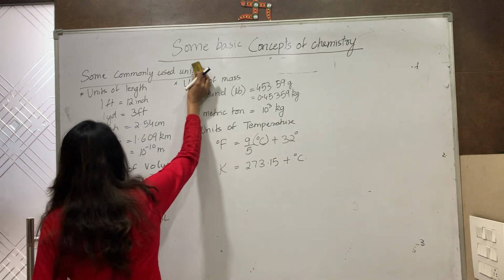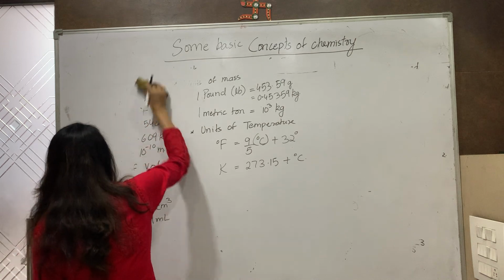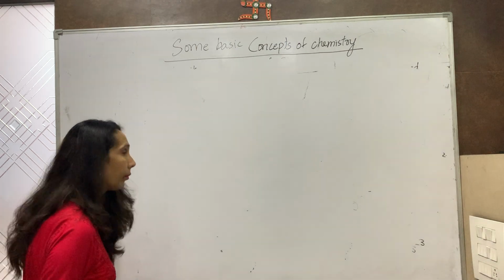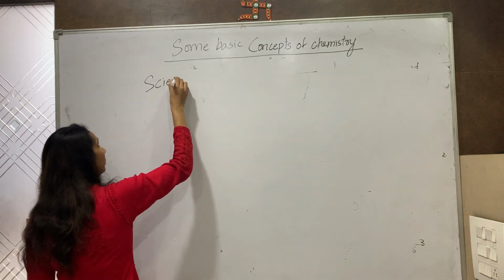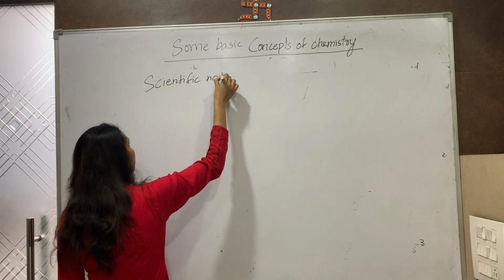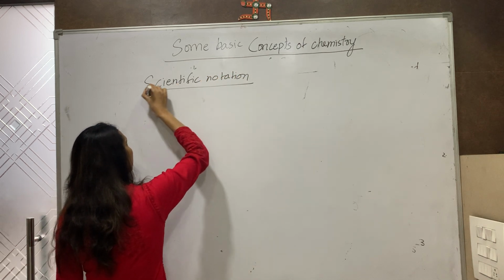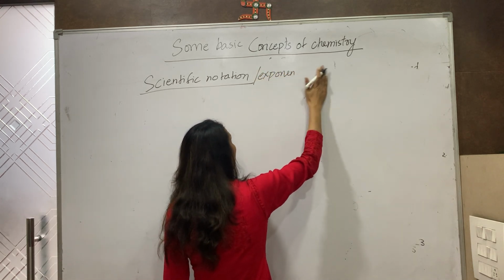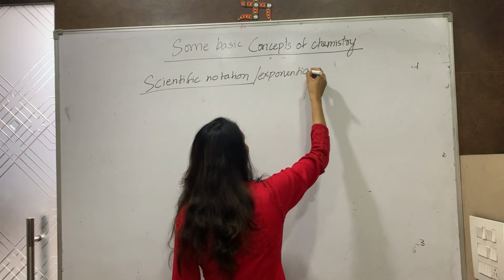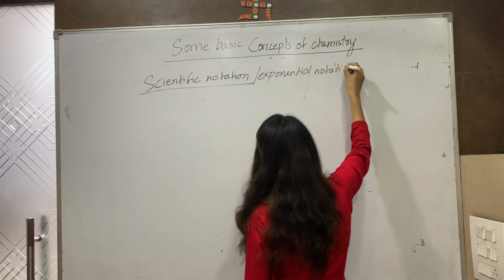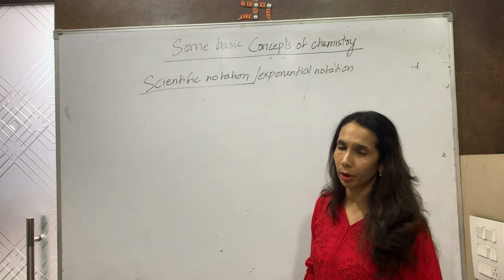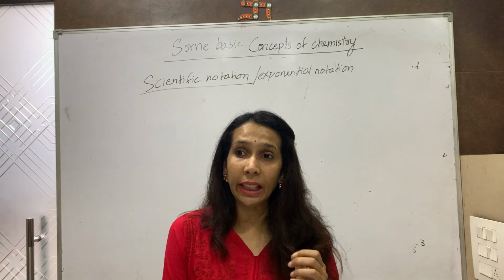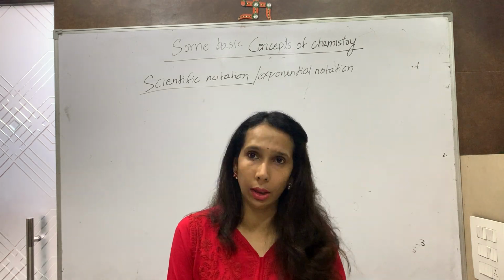Now the next topic we will be doing is scientific notation, or you can also call it exponential notation. Now, what do we mean by scientific notation or exponential notation? In chemistry, many times the numbers that we use are either very large or very small.